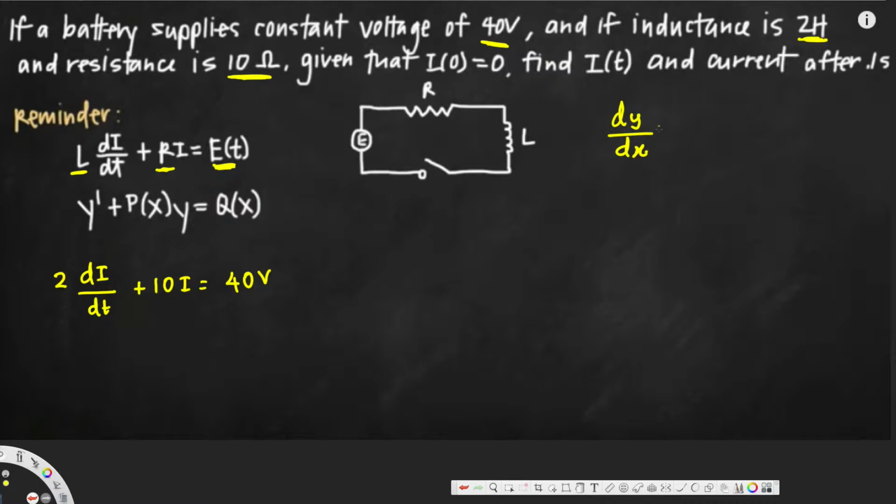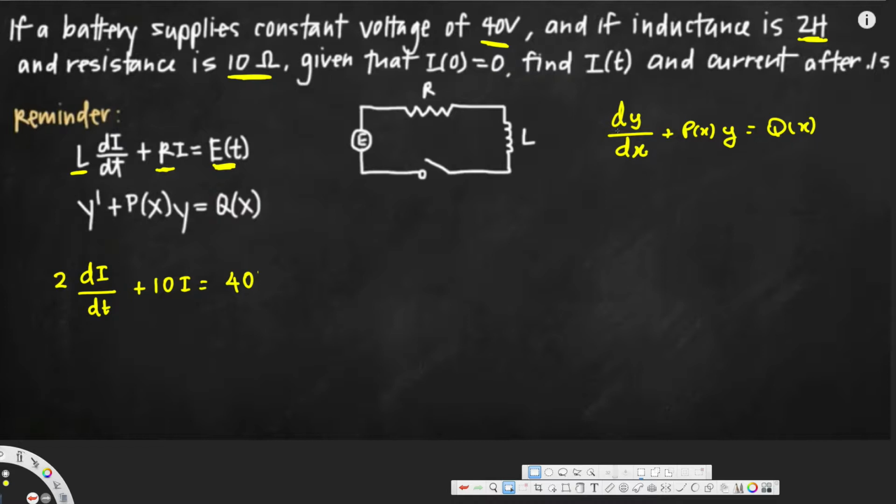But usually the general pattern we write like this: dy by dx plus a function of x multiplied by y is equal to another function of x. That's the general formula of a first order linear differential equation. In our case, let's avoid the units for now, since they are just units. So we have 2 di by dt plus 10I is equal to 40.